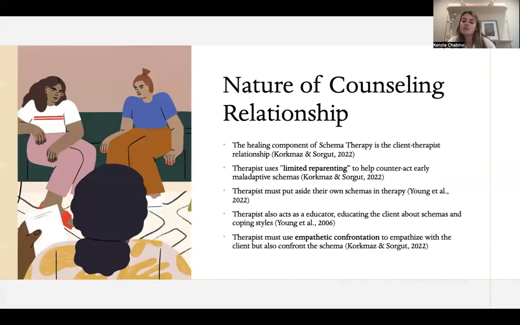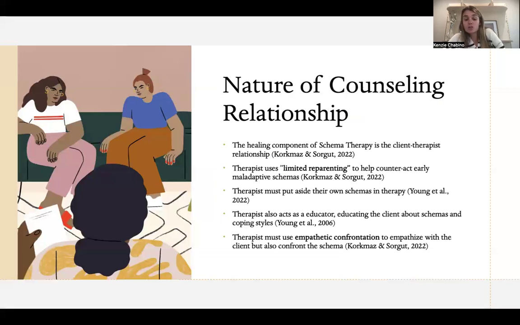So the nature of the counseling relationship when we're working through things like this has 2 big components: limited reparenting and empathetic confrontation. They see in schema therapy that the client-therapist relationship is very important, just as in many types of therapy, but it's especially important to establish that rapport when you're working with those with personality disorders, just to get into a circle of trust with them before you begin going into education about schema therapy or things like that.